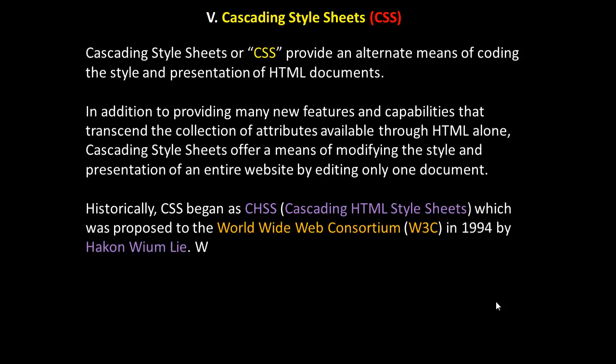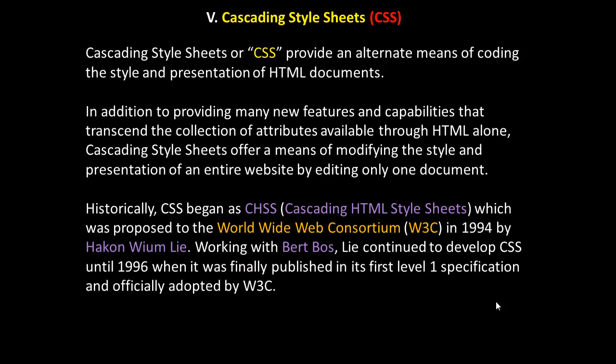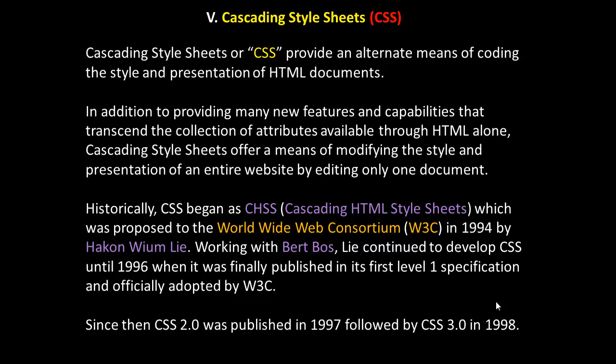Historically, CSS began as CHSS, or Cascading HTML Style Sheets, which was proposed to the World Wide Web Consortium, or W3C, in 1994 by Håkon Wium Lie. Working with Bert Bos, Lie continued to develop CSS until 1996, when it was finally published in its first Level 1 specification and officially adopted by W3C. Since then, CSS 2.0 was published in 1997, followed by CSS 3.0 in 1998.